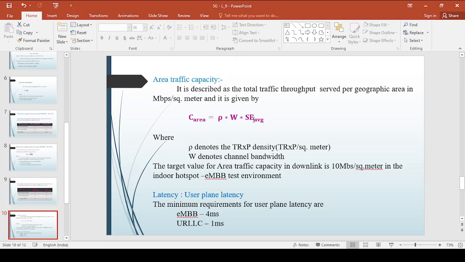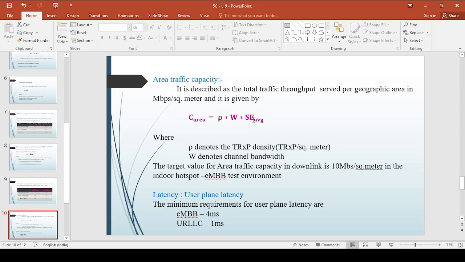in the test environment of indoor. For dense urban it will vary, and again for rural also it will vary. For the indoor hotspot, the minimum requirement of area traffic capacity in the downlink is 10 Mbps per meter square. The "ps" is not represented here, but it should be 10 megabits per second per meter square. And in uplink you will have a value which is less than 10 Mbps per meter square. Now coming to the latency, here we have two different latencies.